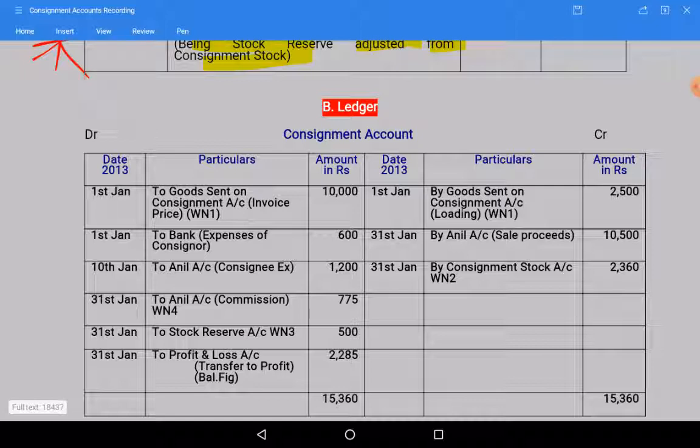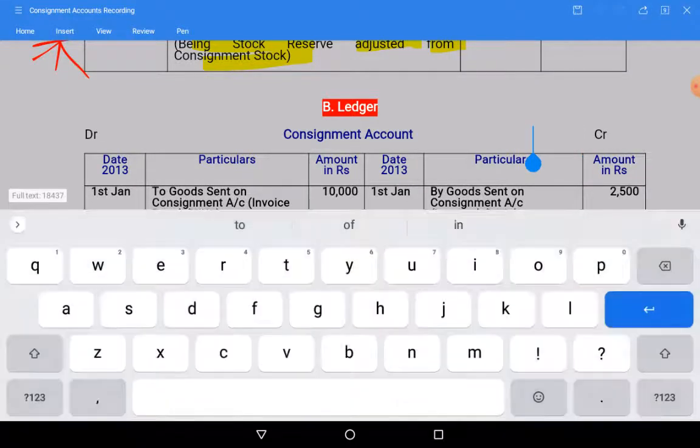In this part, we are going to discuss the ledger accounts in the books of Kanzanar, that is Badri, and general entries and ledger accounts in the books of Kanzani Anil. As there was a little bit of problem while recording the general entry, recording the video through this app, I'm making this into two parts, so hope you will understand the situation.